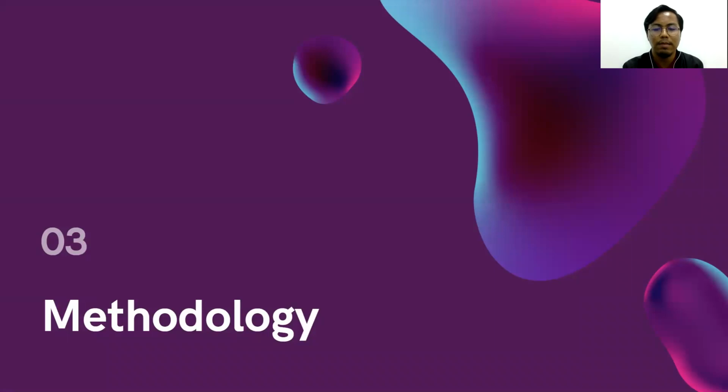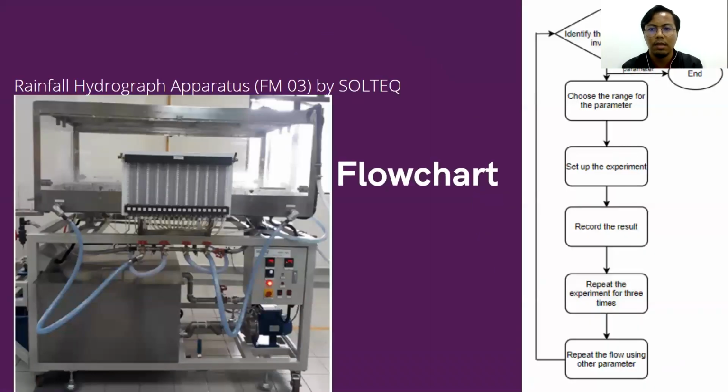For the methodology of the study, the first thing is we have to identify the parameters involved in this study. I will explain the parameters we use in the next slide. After we identify them, we choose and set up the experiment, record the result, and then repeat the flow. The flow is the same.